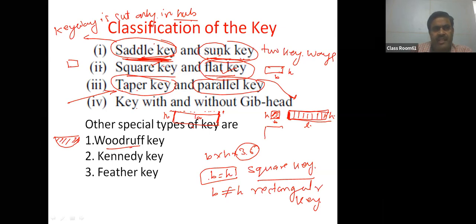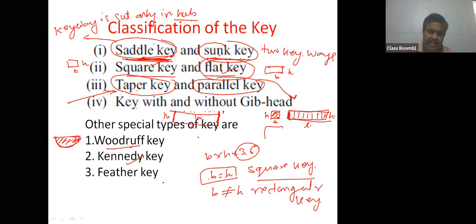So B and H. Here it is also B and H. But the cross section of the Woodruff key is a semicircular disc. It is having the shape of a semicircle. And one is Kennedy key. Kennedy key means it is used in combination.